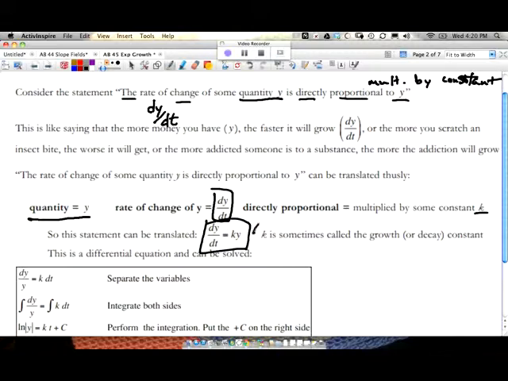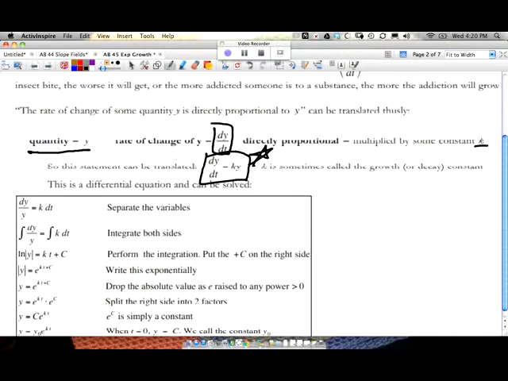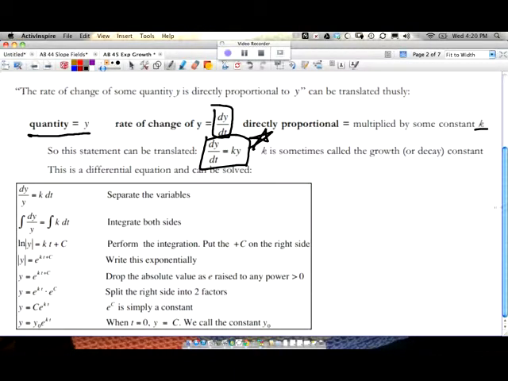So you wind up getting this piece here. This is the big idea. And then you kind of move on from there. It's like, well, what if I were to solve that differential equation? What would happen? Well, here's kind of the process it goes through. You separate the variables. You get the y with the dy, and the antiderivative of 1/y is natural log of y, and the other side is just kt plus c. Then you've got the absolute value of y is e to the kt plus c.